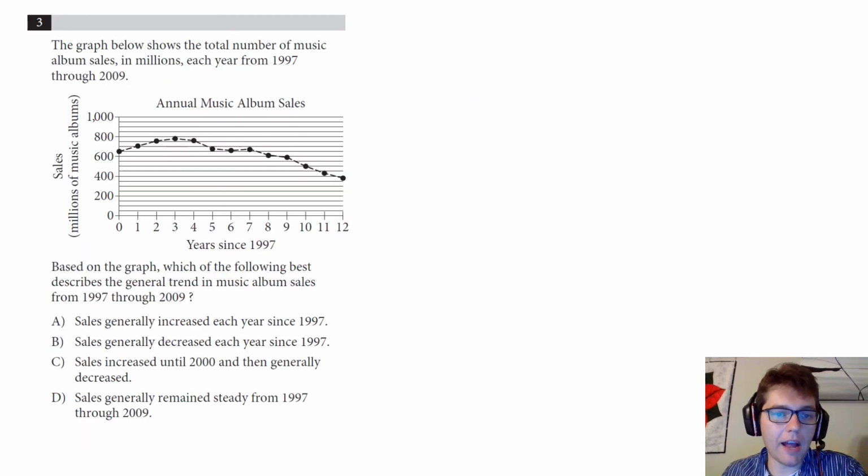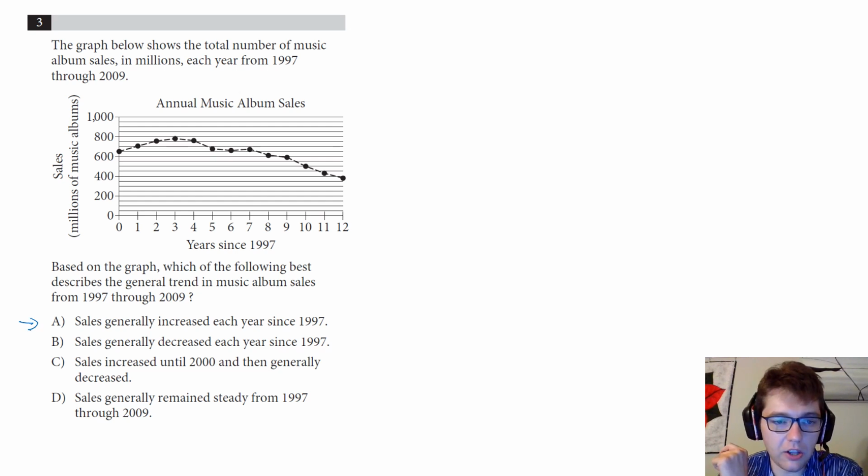Problem number 3. The graph below shows the total number of music album sales in millions each year from 1997 through 2009. Based on the graph, which of the following best describes the general trend in music album sales from 1997 through 2009? So when they give you a list of what best describes, you basically start reading your answers right away. That's just what you have to do because you have to evaluate each one against each other one. So A would be sales generally increased each year since 1997.